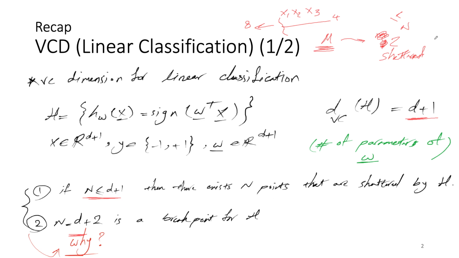As you recall, we had d plus 1 parameters of w, thus we had d plus 1 parameters for x's, right, here. So can anyone tell us why n equal to d plus 2 is a breakpoint? We talked about it in the last session. Any guesses?